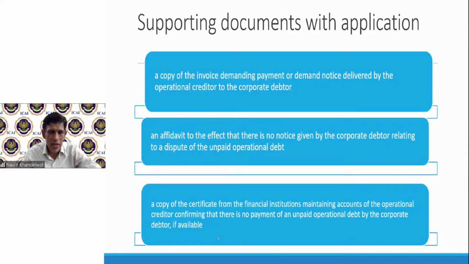Along with the application, what he has to do, remember, the operational creditor has to give a supporting document proving the amount of default, the amount of debt, and the proof that there's a default. Here, what he has to submit, he has to submit a copy of invoice demanding the payment or demand notice, which he has served prior to coming to the court. An affidavit to the effect that there is no notice given by the company relating to a dispute.